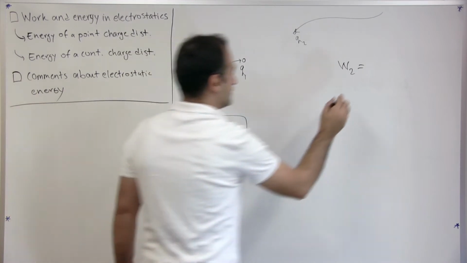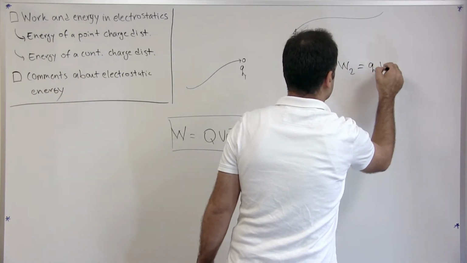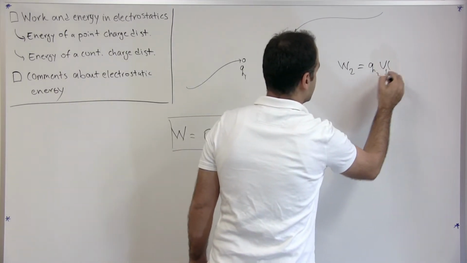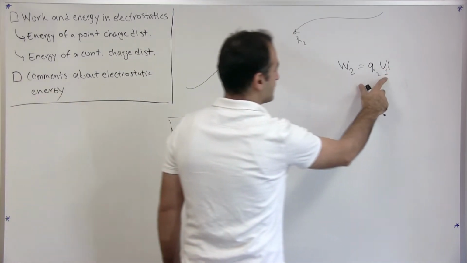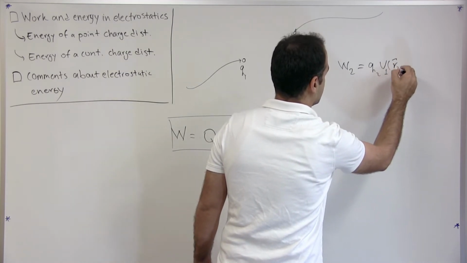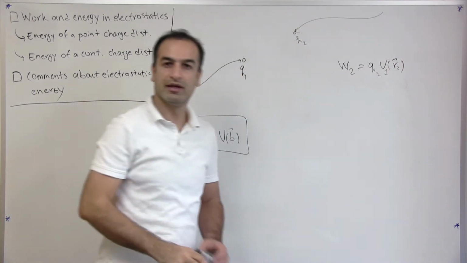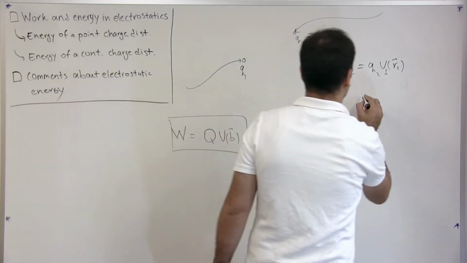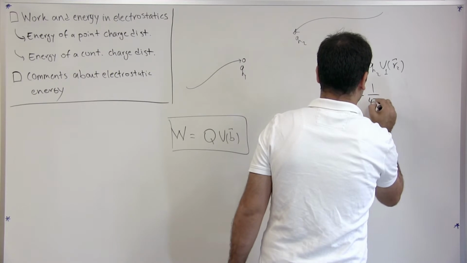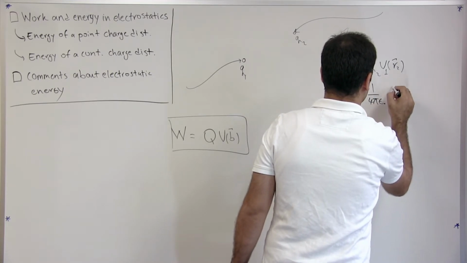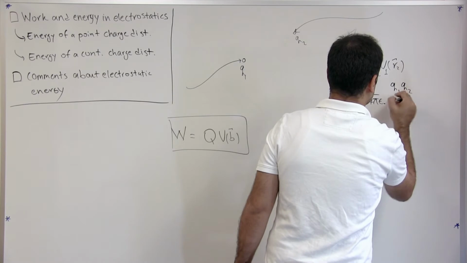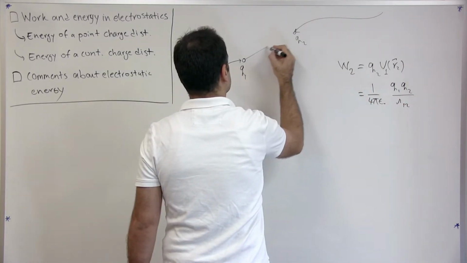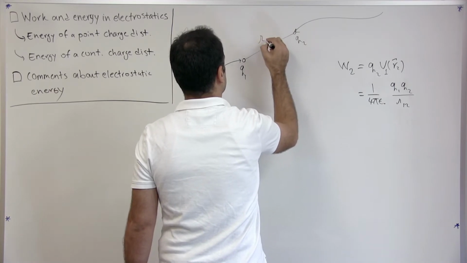Following this, we are bringing the charge Q2, and we calculate the potential created by charge number 1, which I'm going to call V1, at the position R2, where we are placing the second point charge. This is going to be equal to 1 over 4 pi epsilon 0, Q1 Q2 divided by R12, where R12 is the distance vector between number 1 and number 2.